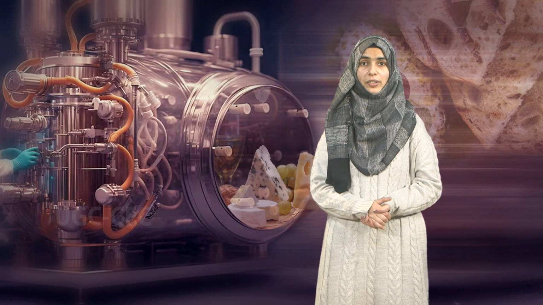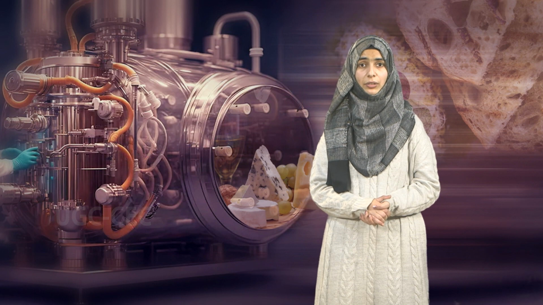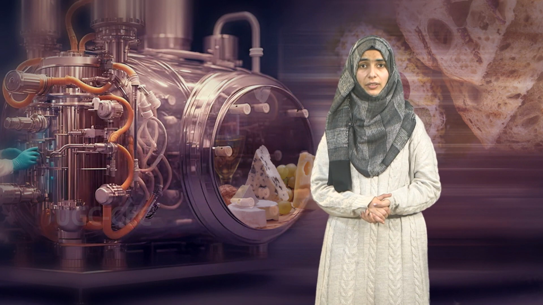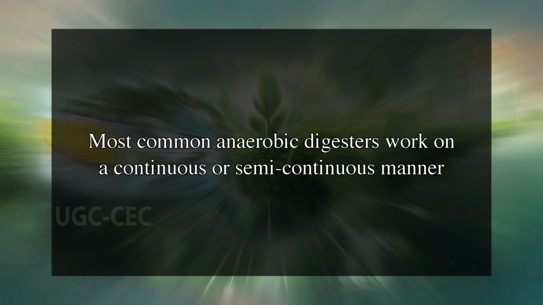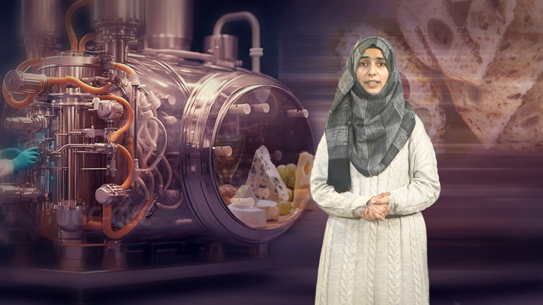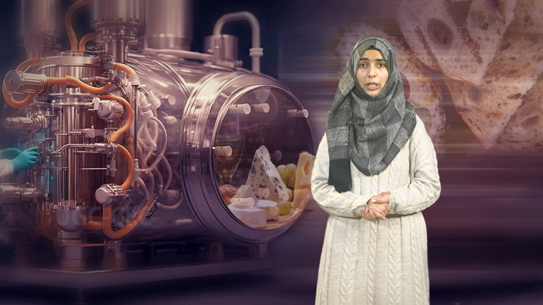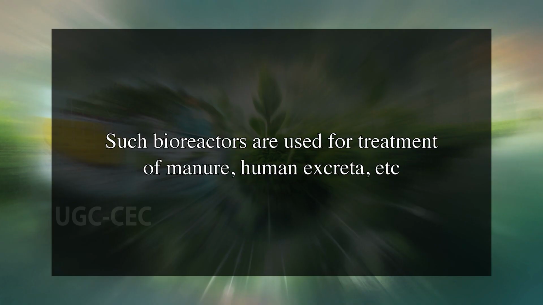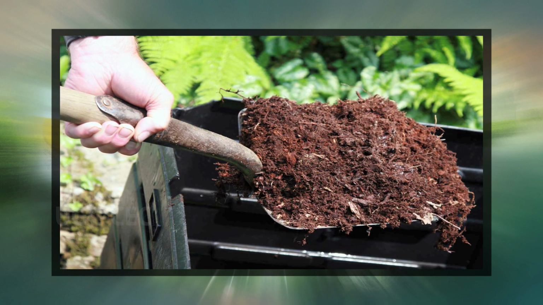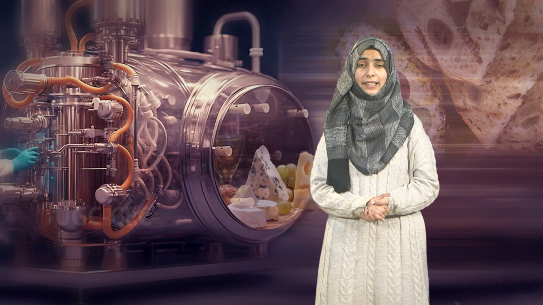In the absence of free oxygen, certain microbial consortia are able to convert biodegradable organic materials to methane, carbon dioxide, and new microbial biomass. Most common anaerobic digesters work in a continuous or semi-continuous manner. An outstanding example of methane generation is the Chinese biogas program, where millions of family-sized anaerobic bioreactors are in operation. Such bioreactors are used for the treatment of manure, human excreta, etc., producing biogas for cooking and lighting and the sanitization of the waste, which then becomes an excellent fertilizer.